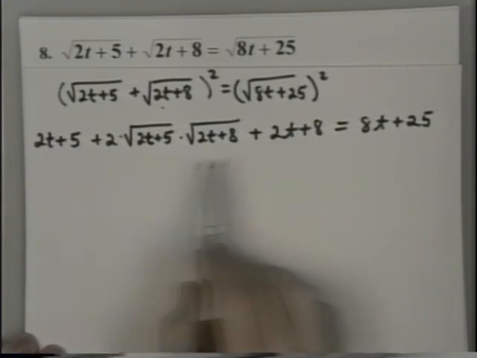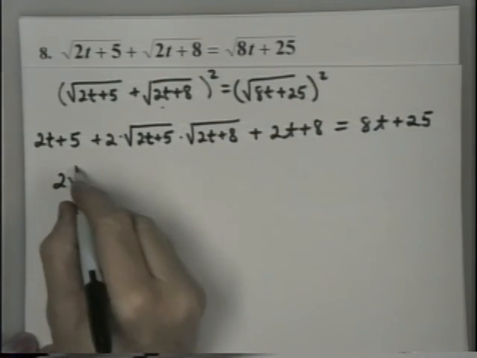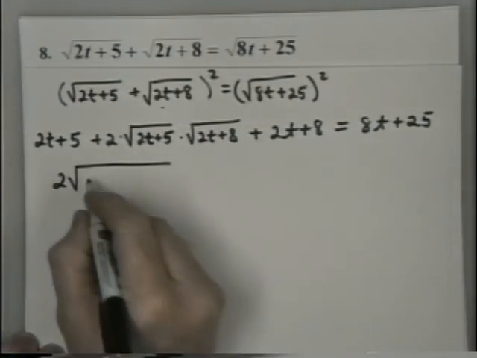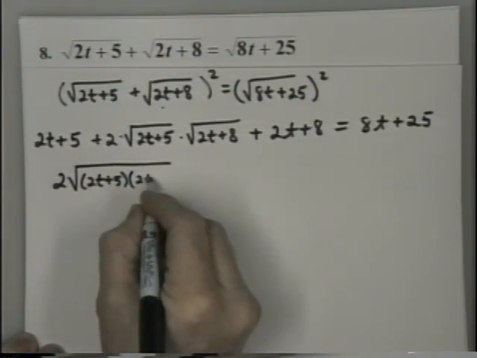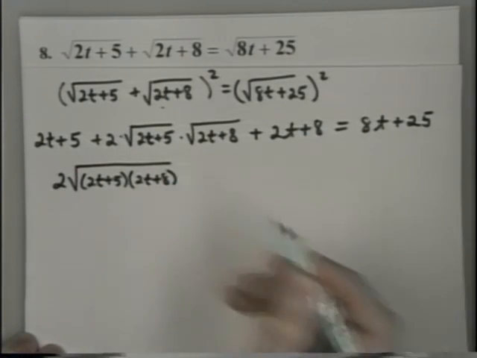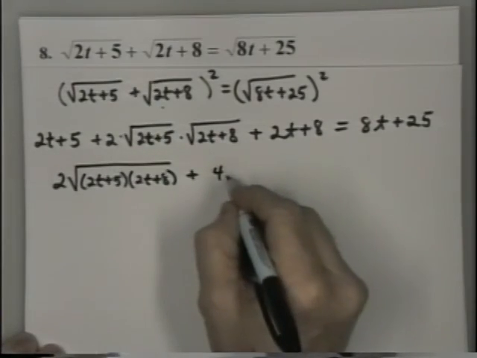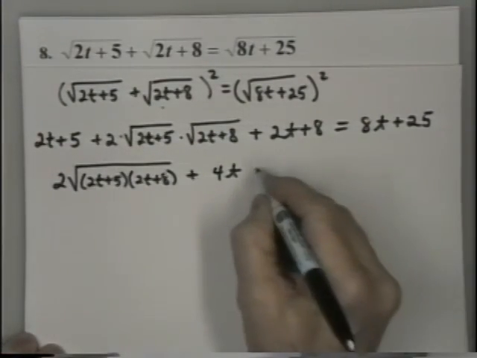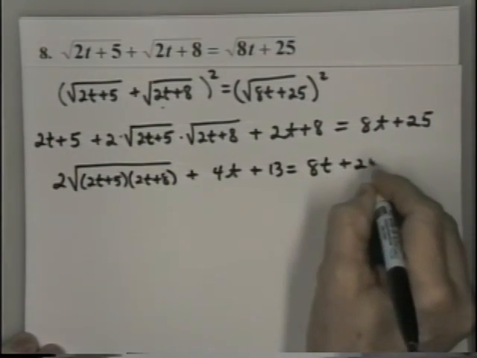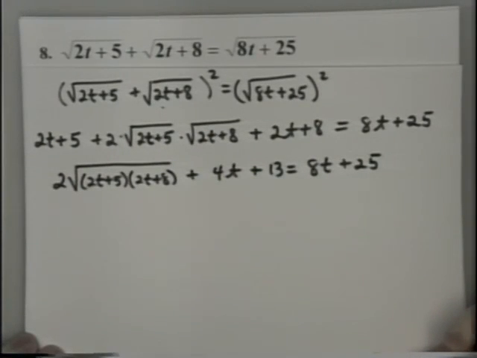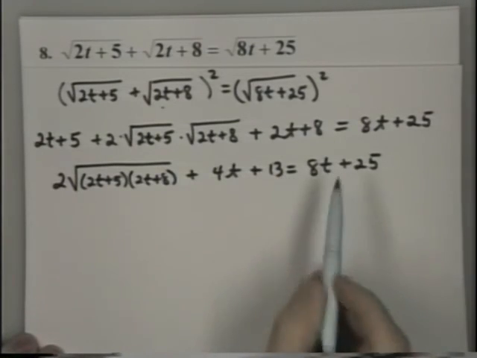But before we do that, let's not get in a big rush. Let's collect like terms. So I'm going to rewrite this as 2 times the square root of the product, and I think I'll just show that as the product of 2 binomials there, plus 2t plus 2t, that's 4t, and 5 plus 8, that's 13, equals 8t plus 25. And now it's easy to isolate. We'll move these over to the other side.